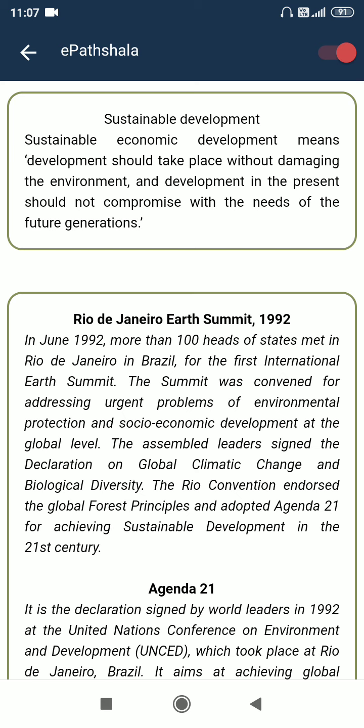Rio de Janeiro Earth Summit, 1992. In June 1992, more than 100 heads of states met in Rio de Janeiro in Brazil for the first International Earth Summit. The summit was convened for addressing urgent problems of environmental protection and socio-economic development at global level. The assembled leaders signed the Declaration on Global Climatic Change and Biological Diversity. The Rio Convention endorsed the Global Forest Principle and adopted Agenda 21 for achieving sustainable development in the 21st century.